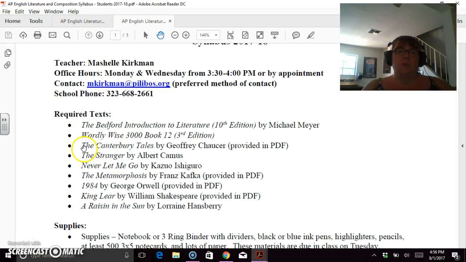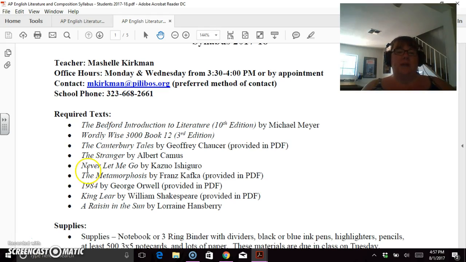Now, The Stranger and Never Let Me Go are the summer reading books. You are not required to bring them to class. You will not need them. And also, I forgot to actually list here How to Read Literature Like a Professor. But again, that one I want you to make sure you save throughout the year, because we're going to refer back to it throughout the entire year because it pertains to every single piece of literature that we will be covering. Textbooks need to be in class by Thursday because after the summer reading test we will start on them.